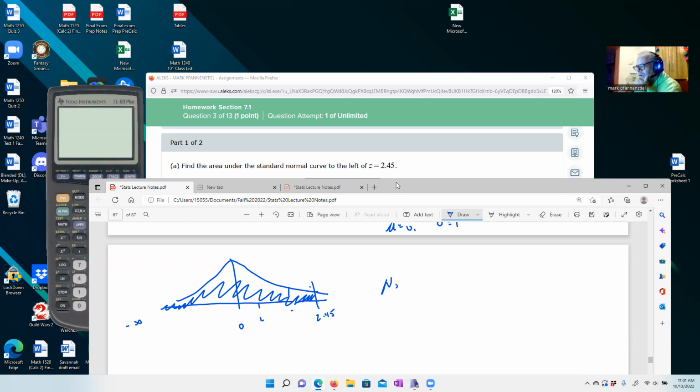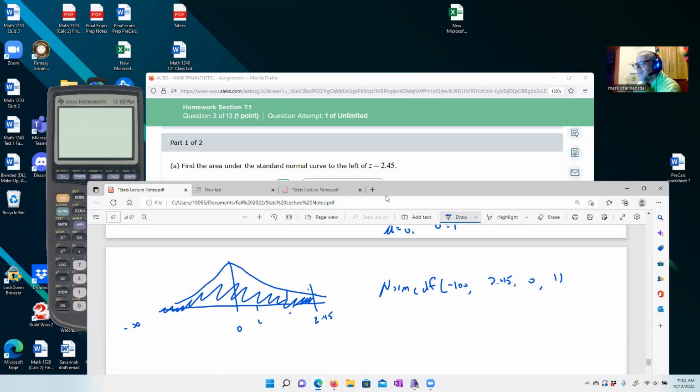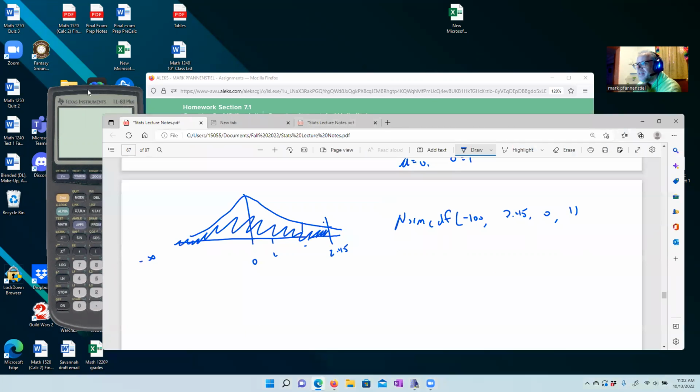So they want all of this shaded region from negative infinity all the way up to 2.45. So we're going to say norm CDF, and we need a big negative number. And again, we're taking big relative to 0, 1, and 2. So we're going to say negative 100. That's big. Up to 2.45, mean is 0, standard deviation is 1. That's all there is to it.